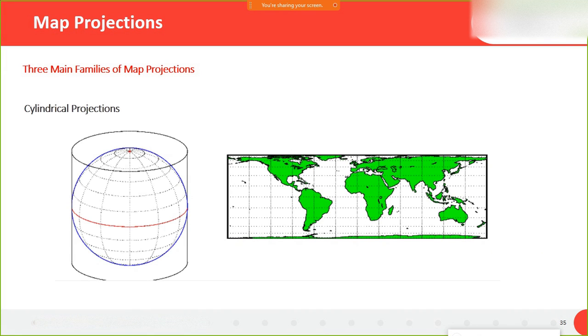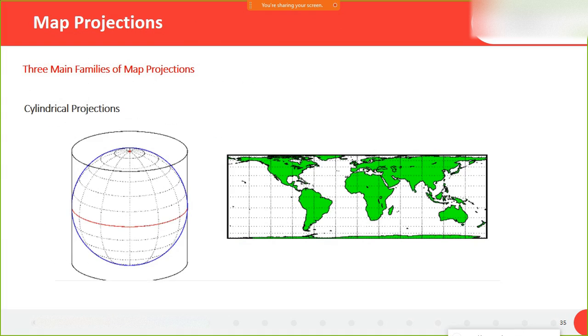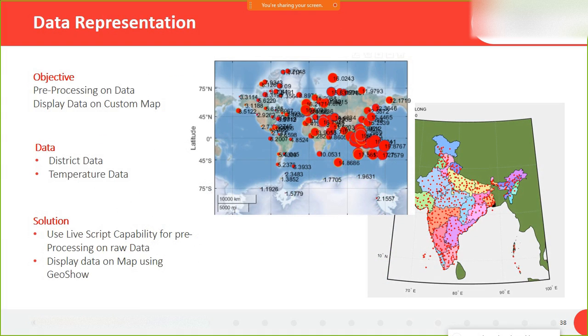So this was about the projections. Now about data representation, which is very important: how to represent the data on our map. Our objective is to do pre-processing on the data. If I am missing data, how do I pre-process it? Then we display the data on a customized map, depending on what latitude and longitude reference you have.